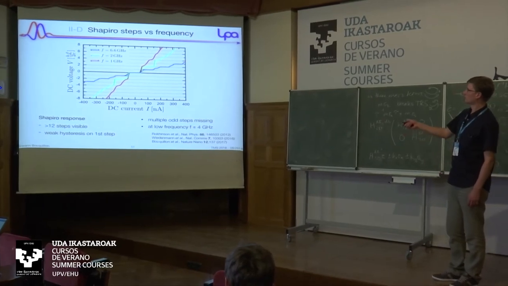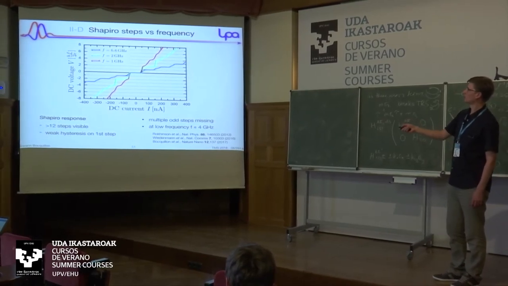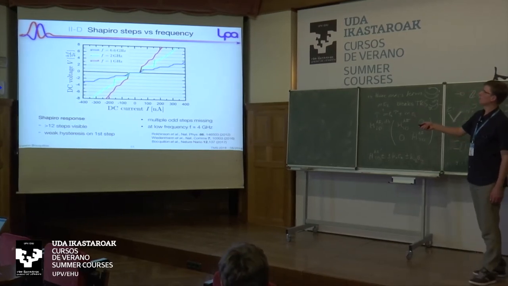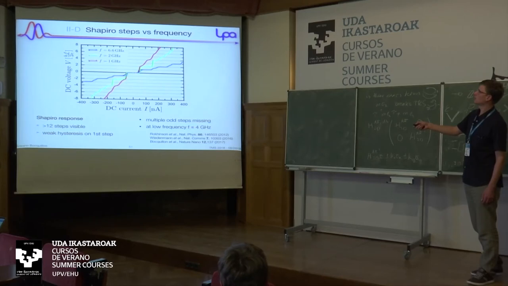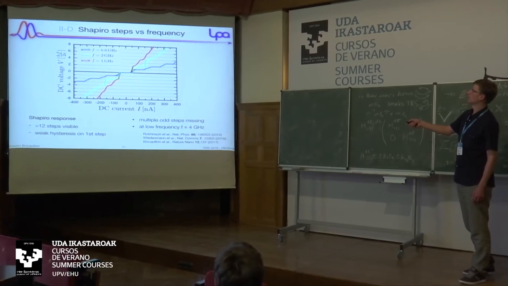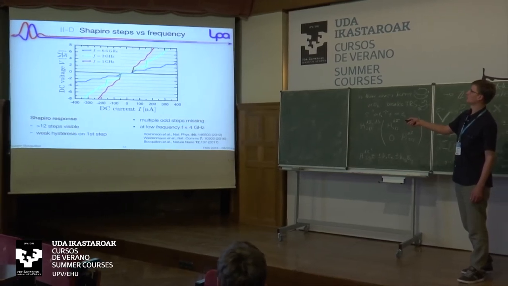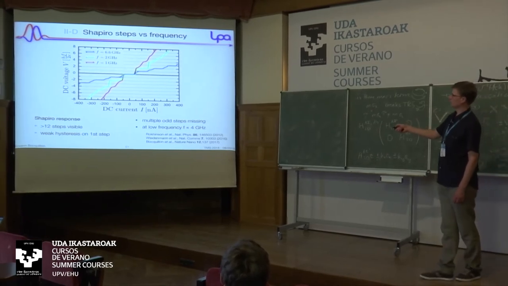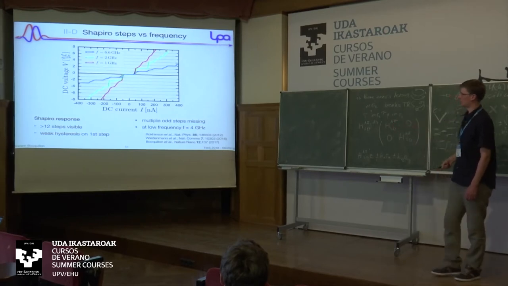This is true for the blue curve here at high frequencies. But as you lower the frequency, you see that here the first step is missing. You directly go from this one to this one. Then the third step is missing, and then all the steps are recovered. And as you lower the frequency even more, then you see that the first step is missing, third step is missing, fifth step is missing, and so on and so forth.